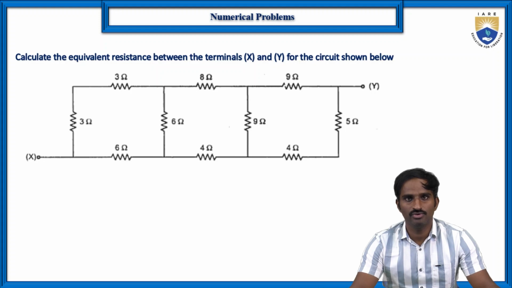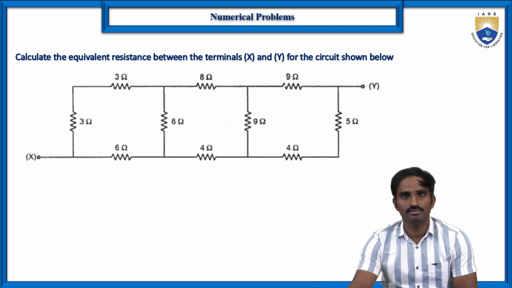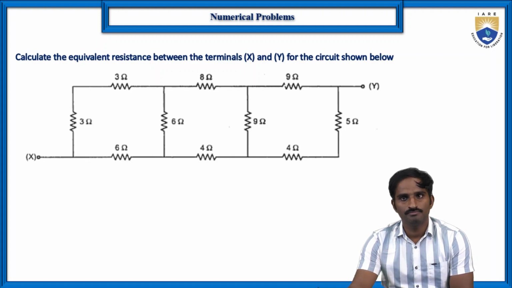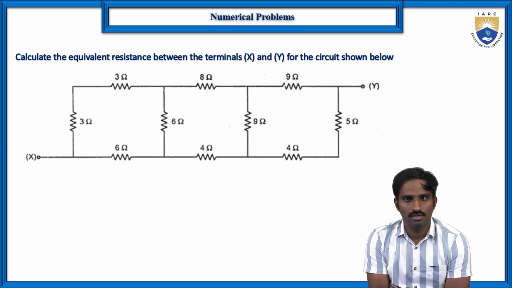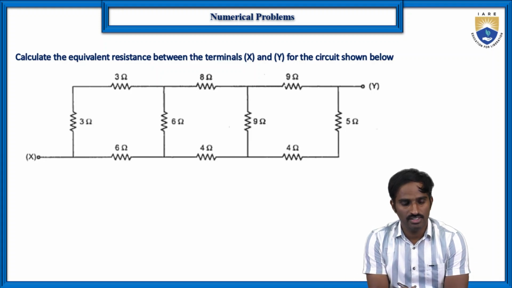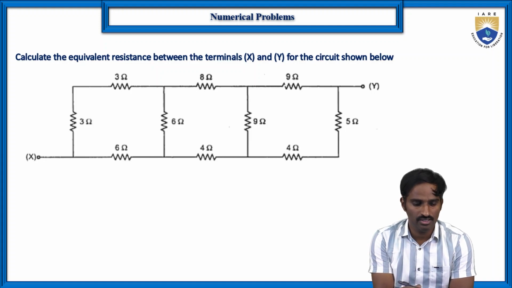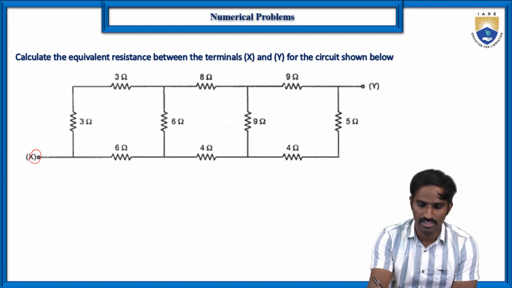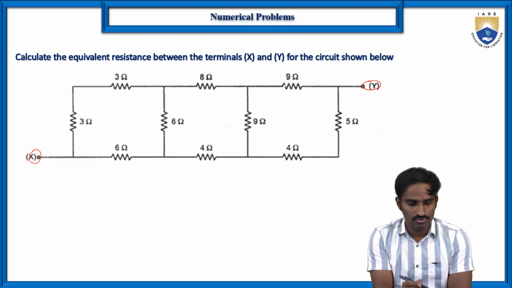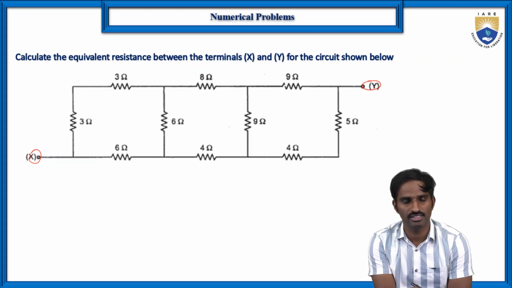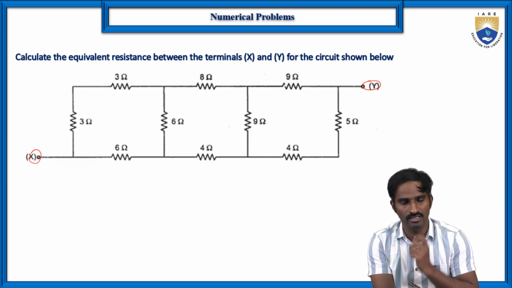circuit. For this circuit, calculate the equivalent resistance between the terminals X and Y for the circuit shown below. As we know, we can easily identify whether two resistors are in series or parallel. So for this circuit, we have to find the equivalent resistance between these two terminals X and Y. First, let me start here. Which two resistors are connected in series, or which two are connected in parallel?